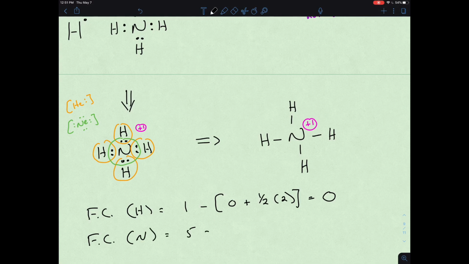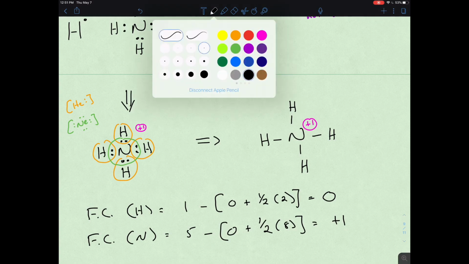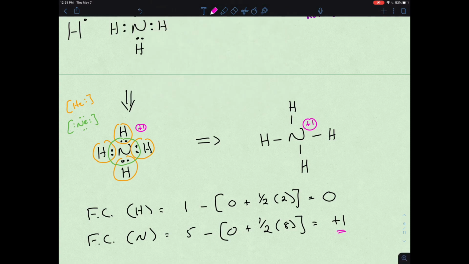And for our nitrogen, here's where we would find things a little bit different now. We have basically no lone pairs. We have 4 bonds or a sharing of 8 electrons, and we actually end up with a +1 formal charge. And it's that +1 formal charge that we're representing there with the nitrogen.